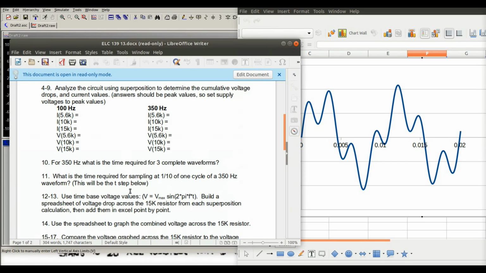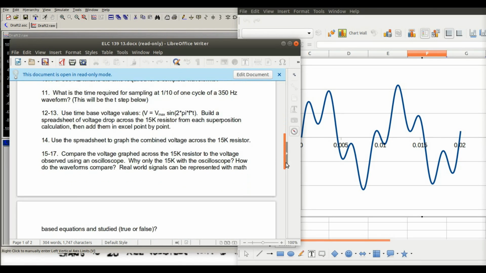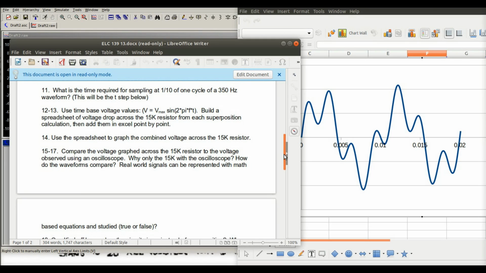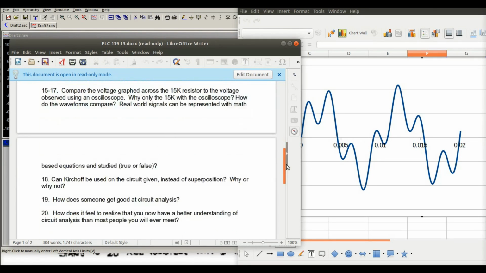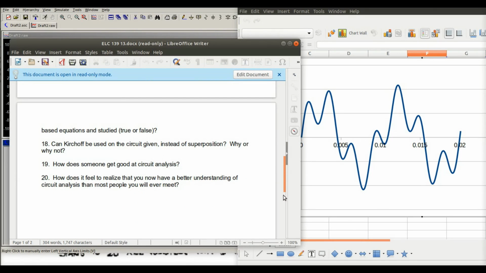But that's what I was referring to when I said for 12 and 13. And then graph it. So you're building it and you're graphing it. 12, 13, and 14. And you're going to compare the voltage graphed for the 15K to the voltage observed on the oscilloscope. They should be pretty close to the same, and real world signals can be represented based on equations.